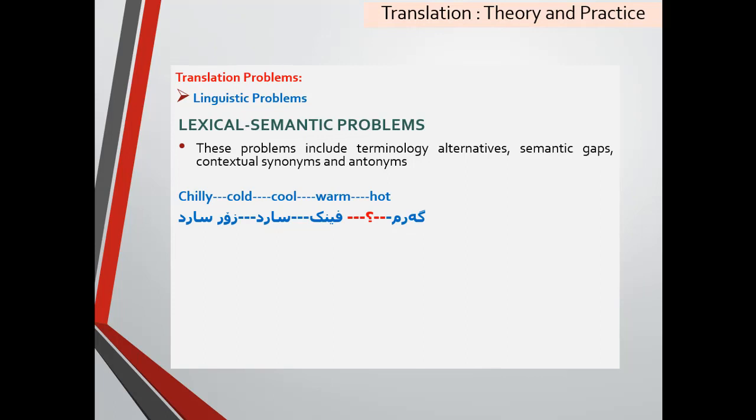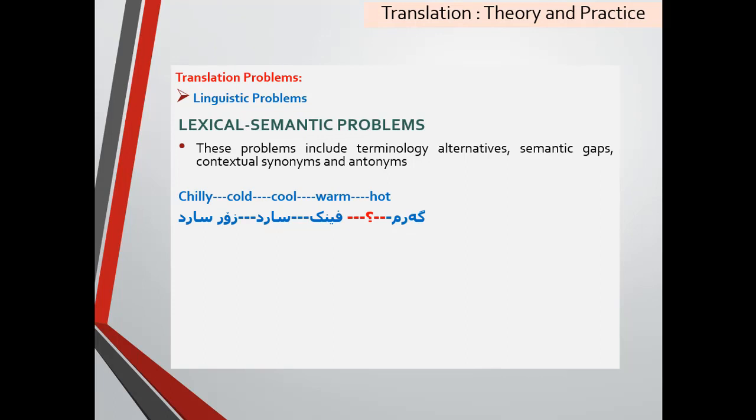Cold becomes sard, cool becomes fenik, which is nearer to sard. Warm, we don't have an equivalent except when it is used for liquid, shilaten, but it's only for liquid, it's not for weather. You cannot say kashu hawa shilatena. It is only used for liquid, but not for weather. And we have hot, and the equivalent is garam. So you see that there is a semantic gap.